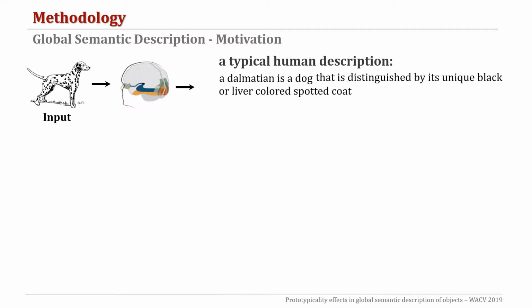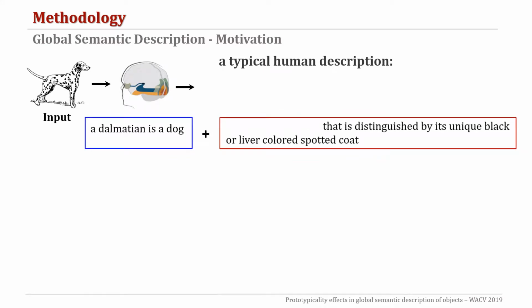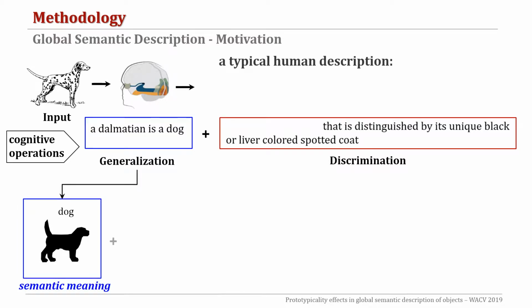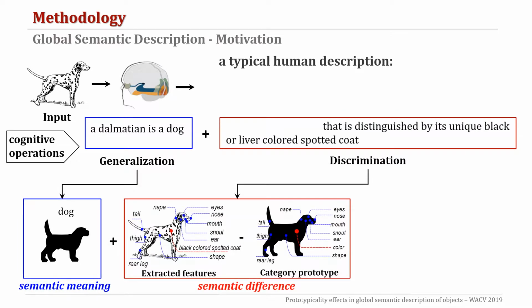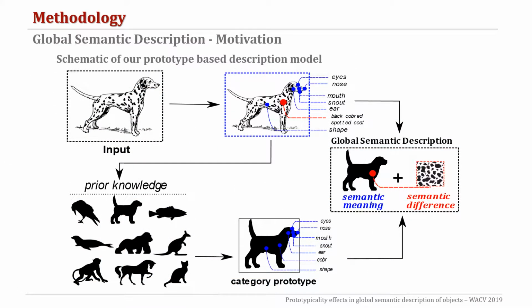Motivated by the human approach for describing objects, in this paper we propose a novel approach for global semantic descriptions that uses the generalization and discrimination processes to make object descriptions that highlight their most distinctive features within the category. Our prototype-based description model uses well-known classification models to categorize the objects and use prior learned prototypes to find object features that make it distinctive within the category.